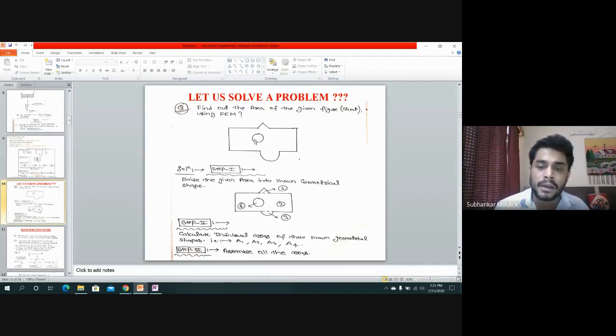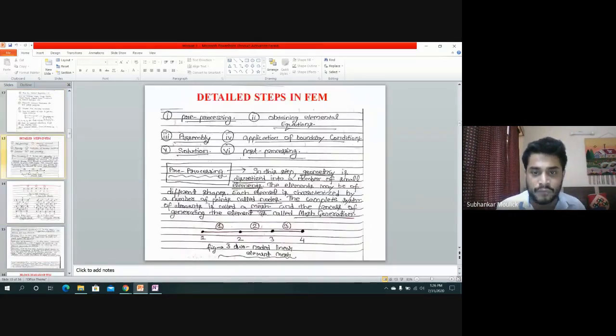So how will you assemble? Area 1 plus area 2. Area 2 means the complete rectangle, plus area 3, that is the semicircle, minus area 4. Assembling means either addition or subtraction of each and every individual element to get one complete, single equation, one single matrix for the entire problem. In this question, area A4 you have to subtract.